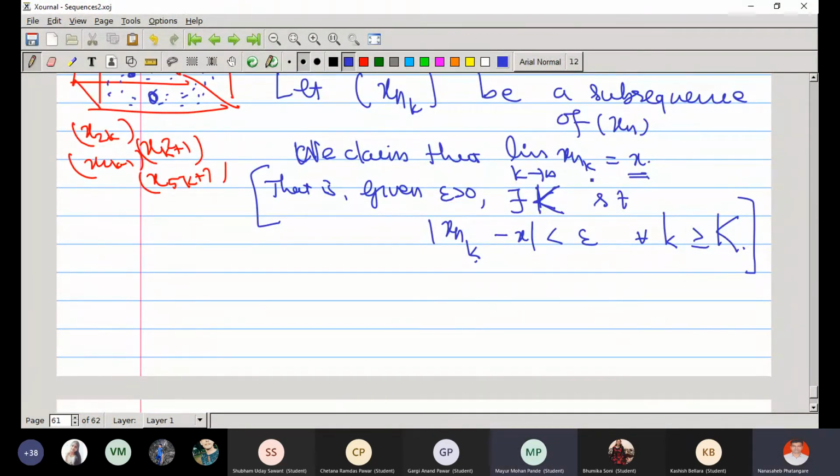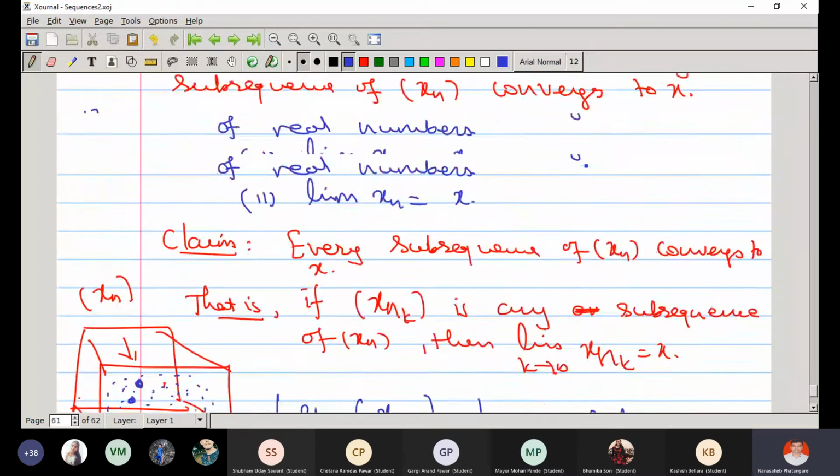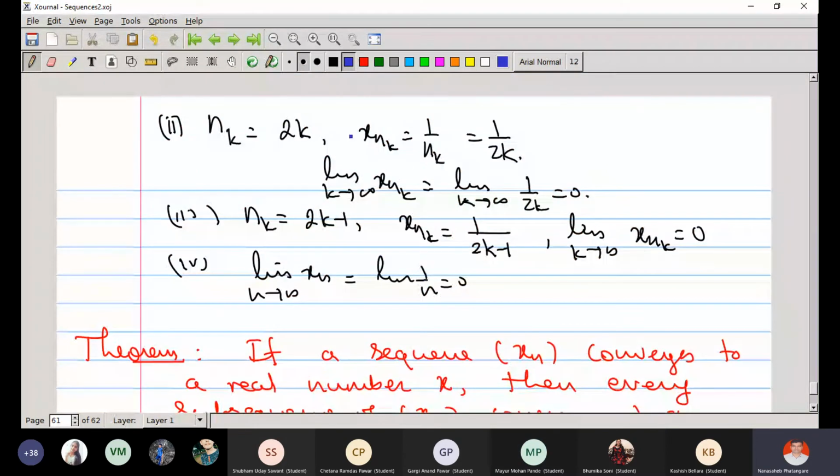So we want to prove that the limit of something tends to, see, go to the previous examples that we checked. How will you prove that x_{n_k}, which in this case is 1 upon 2^k, has limit 0? How will you prove the limit is 0 in this case? Given epsilon, there exists K such that |1/2^k - 0| is less than epsilon for all k greater than or equal to K. Right?